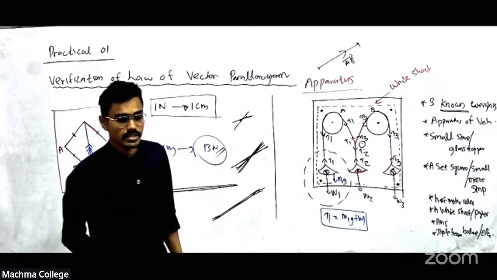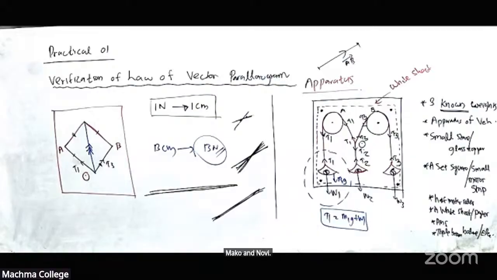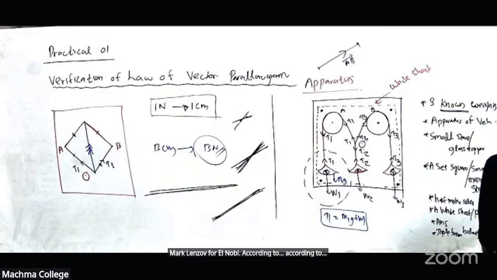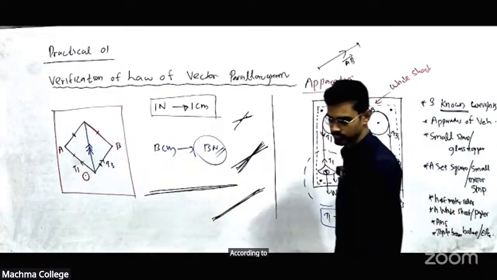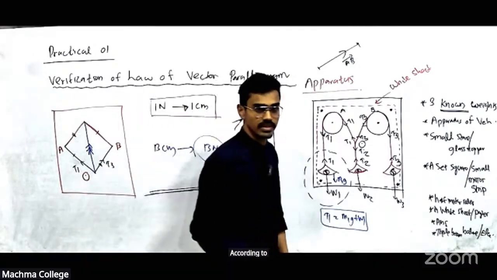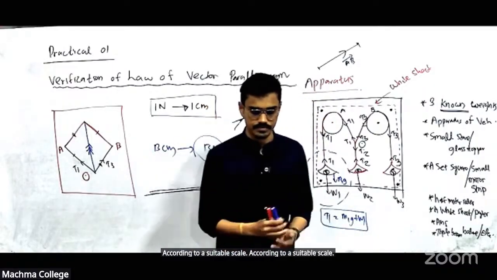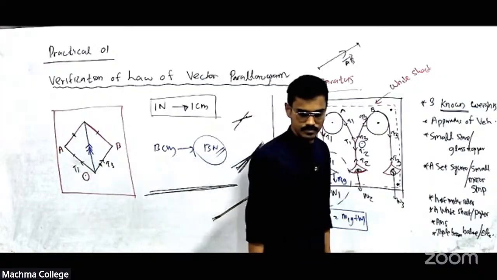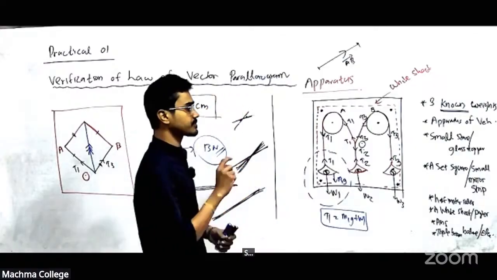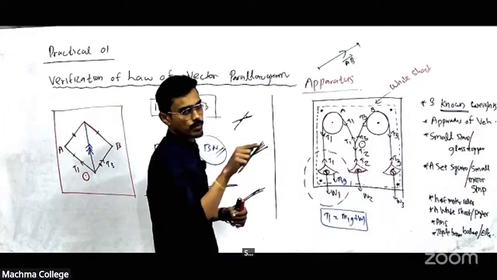Mark O and OB. Mark the lengths of O and OB according to a suitable scale, as weights and lengths are proportional.